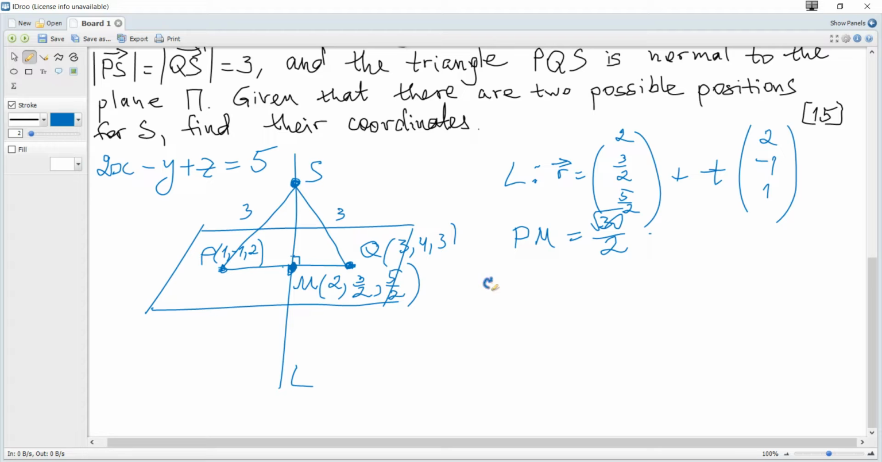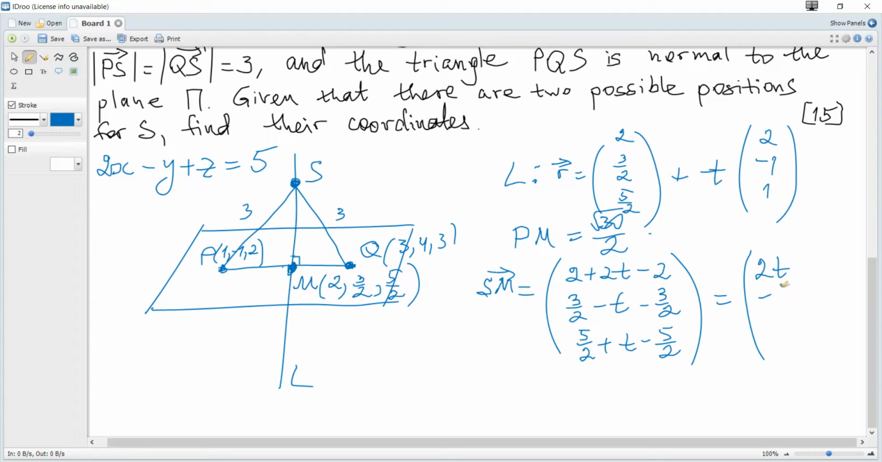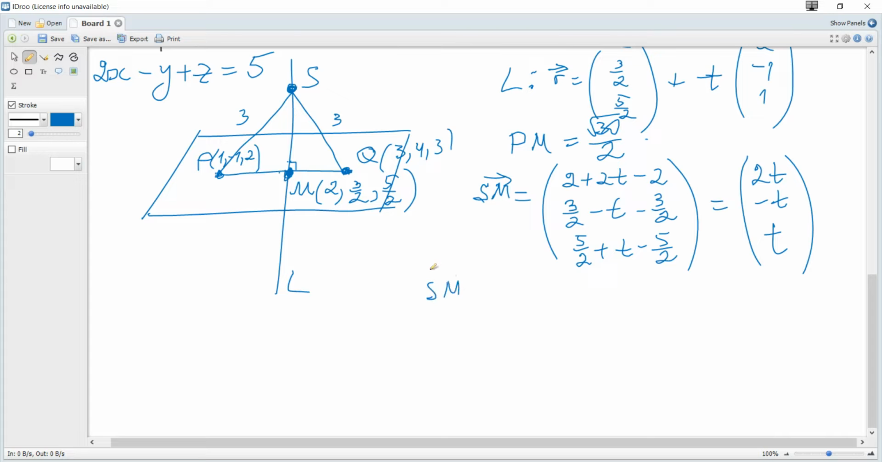Hence let's consider the SM vector, and it becomes 2 plus 2t minus 2, 3 over 2 minus t minus 3 over 2, and 5 over 2 plus t minus 5 over 2, which is 2t, minus t, plus t, and hence the required distance is just the magnitude of this vector, becomes 2t squared plus t squared plus t squared. 4 plus 2 is 6 t squared, or root 6 t.